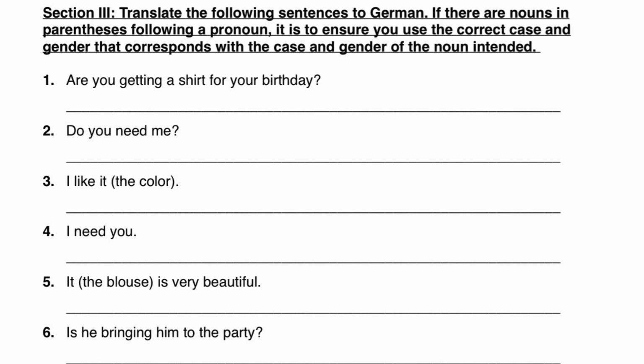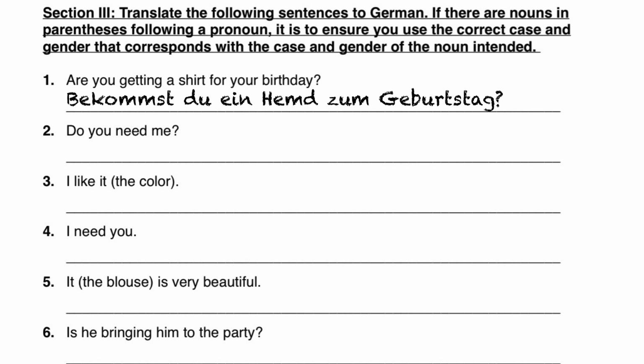For your birthday would be zum Geburtstag. So the full sentence ends up being, bekommst du ein Hemd zum Geburtstag? Are you getting a shirt for your birthday? The only reason this one's on this video is because we have the du form here, and so I just wanted to remind you, du is actually a pronoun.